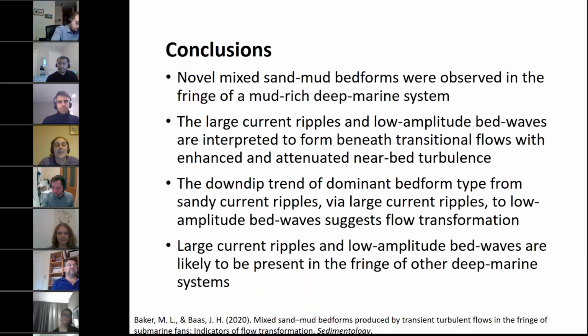And we really think that large current ripples and low amplitude bed waves are likely to be present in the fringe of other deep marine systems. And if anyone has any examples of these bedforms, it would be great to see them.